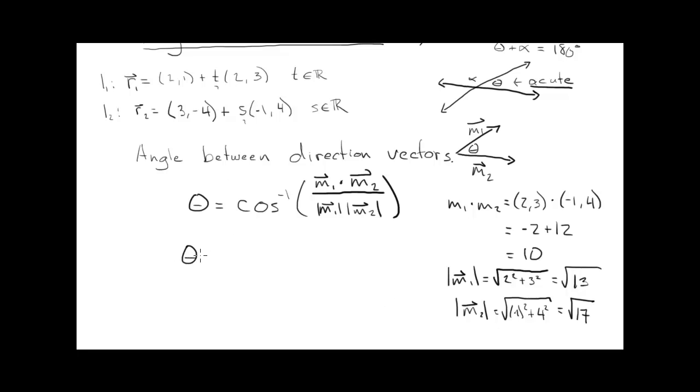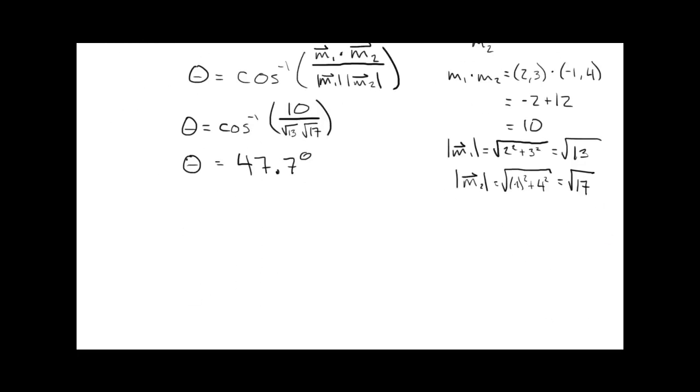So theta is equal to cos inverse of M1 dot M2, which was 10, all over root 13 times root 17, and then you just work that out on your calculator. When I did that on a calculator, I got 47.7 degrees. So there's your angle between the two vectors when it's in vector equation form.